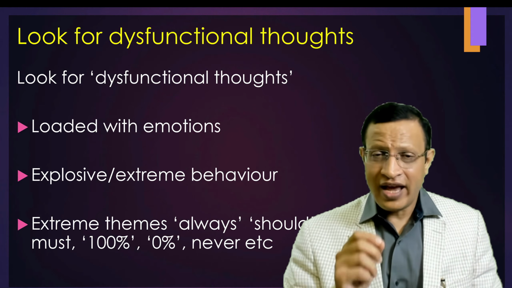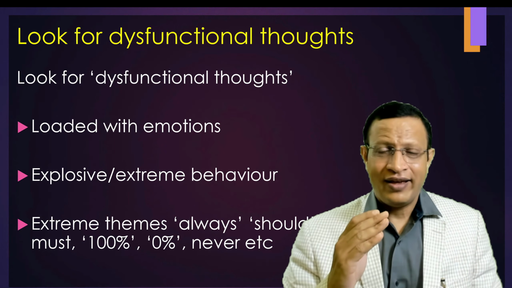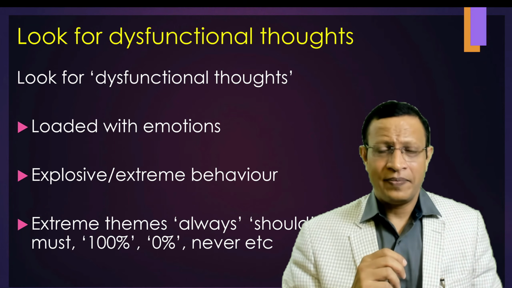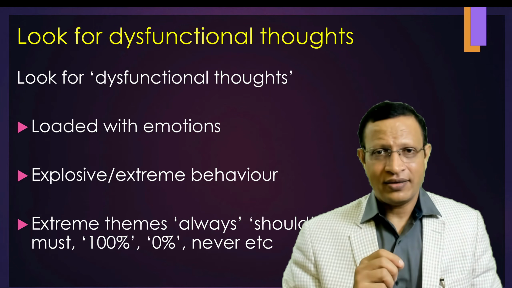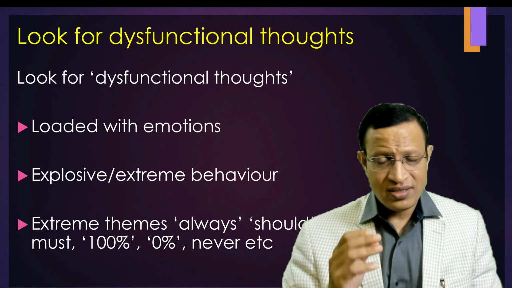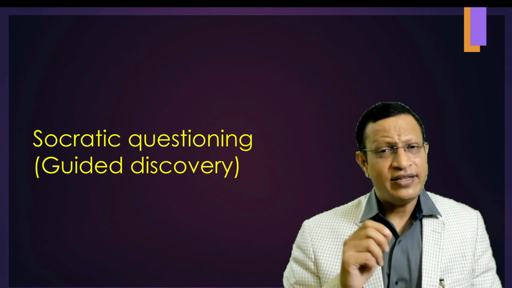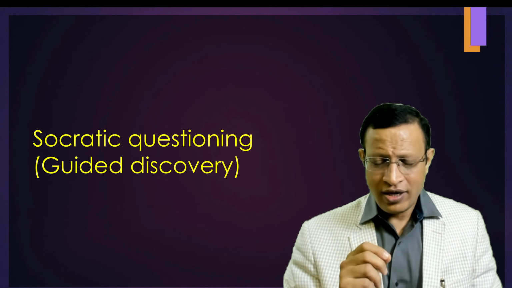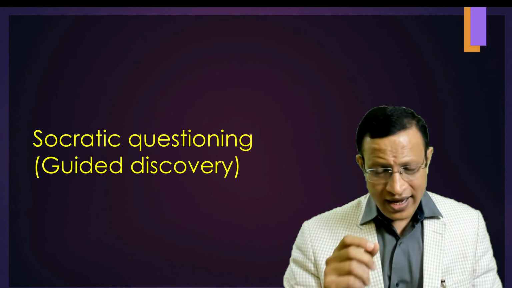But however, life is not just black and white. There are shades of gray that will be seen. That is from 1 to 99. That needs to be appreciated by the client. And you need to be allowed to make errors because to err is human. That needs to be discussed with the client. And this can be done only by Socratic questioning. That is, guided discovery for the client.